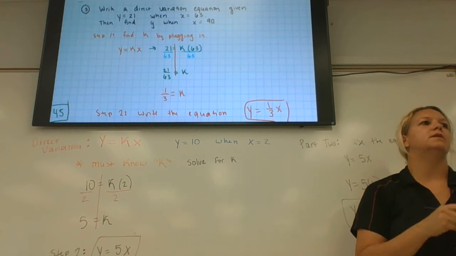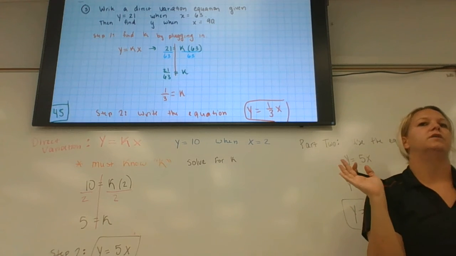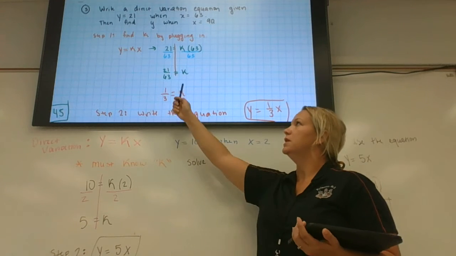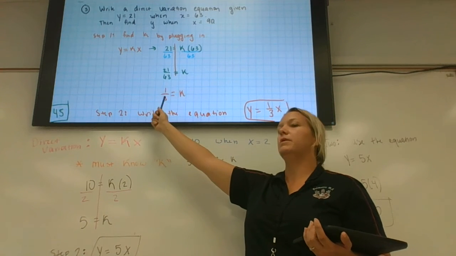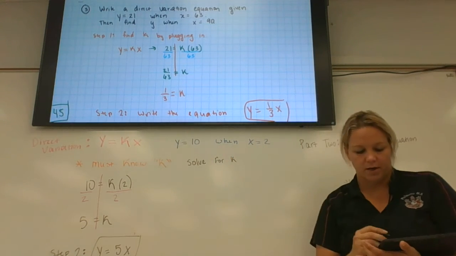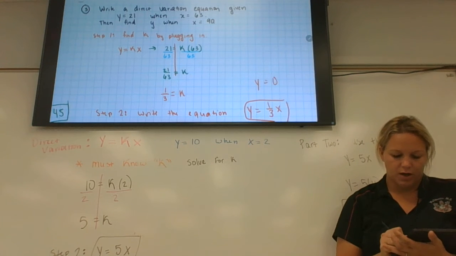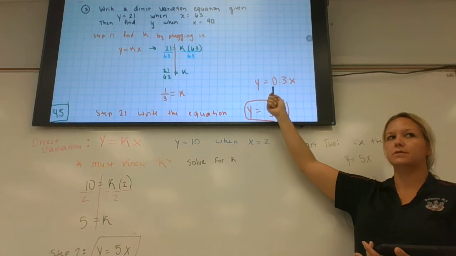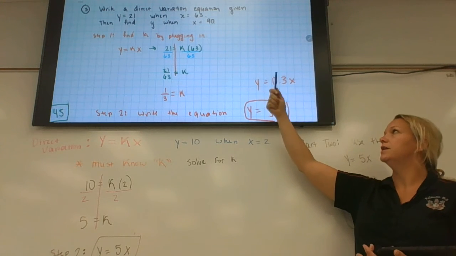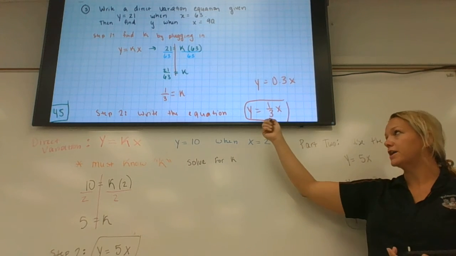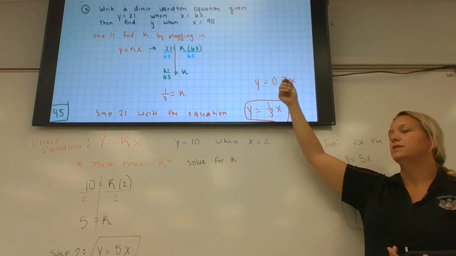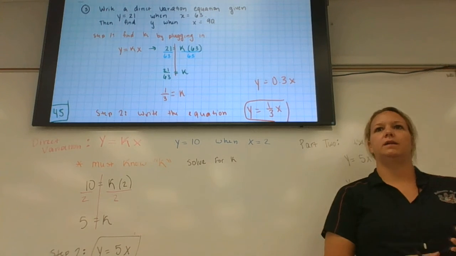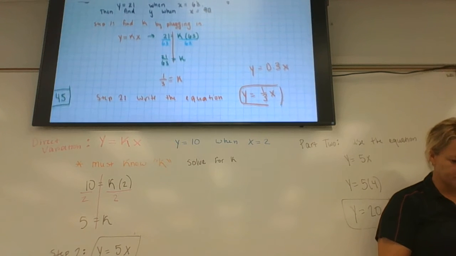So let's say reducing this fraction just got you confused. You could have gone ahead and divided this and made this 0.3, and I would give you a good amount of credit for making this y equals 0.3x. Still a direct variation equation. You still got your k value. Fraction form for 100%, decimal form, I would give you like 90% for that.